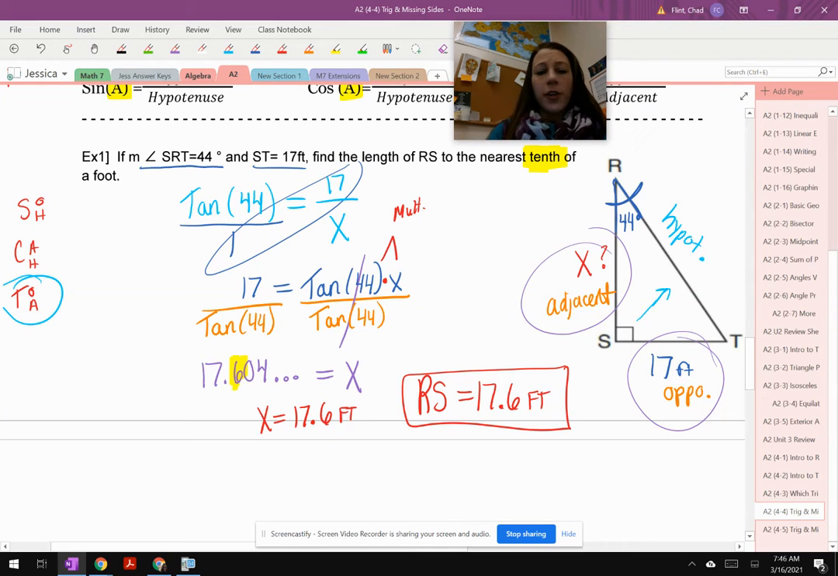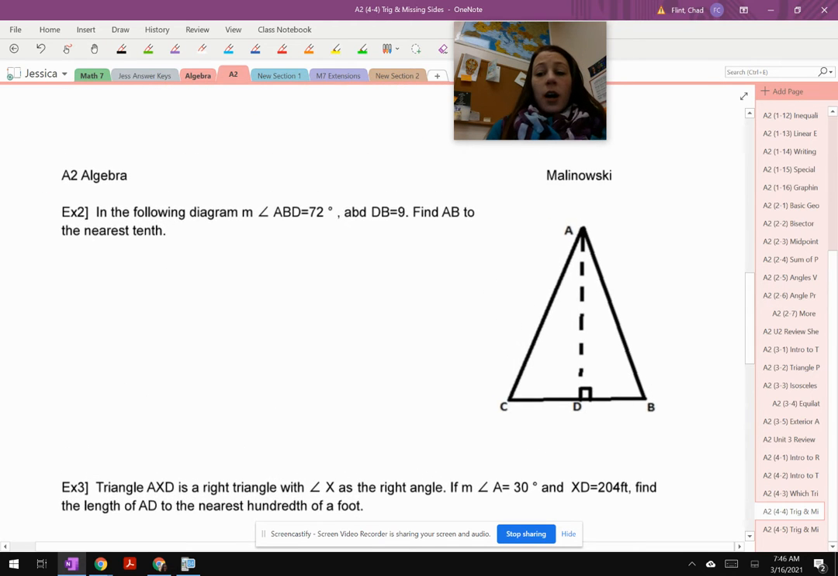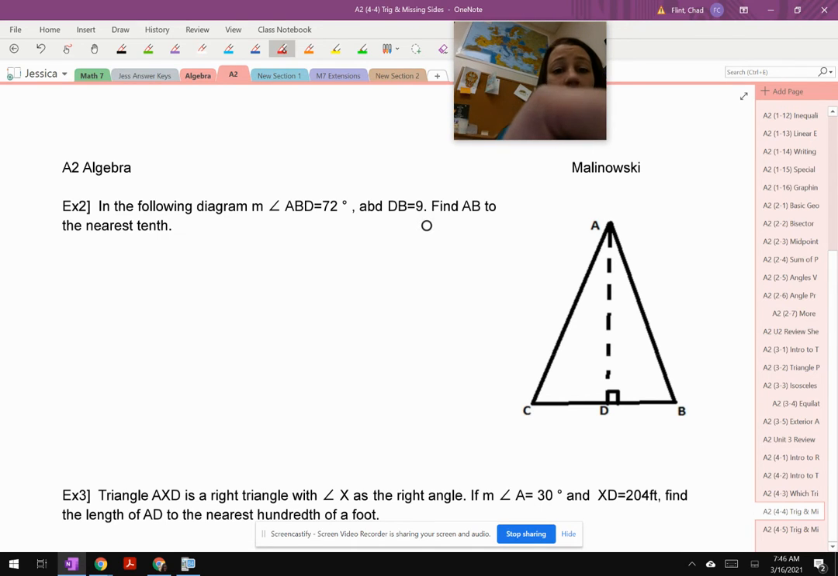Okay, 4-4, example number 2, if my page will scroll, there we go. All right, so in the following diagram, we have the measure of angle ABD, so here, with this crazy diagram here, it's important to realize which triangle we're using, because this picture has 3 triangles in it, and we can only be using a right triangle.